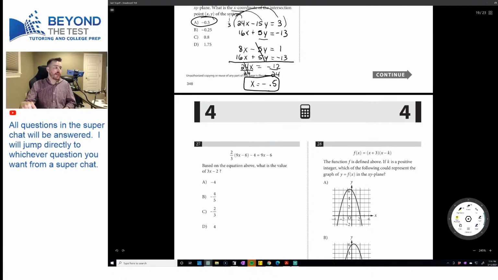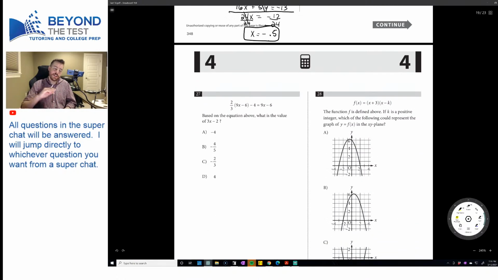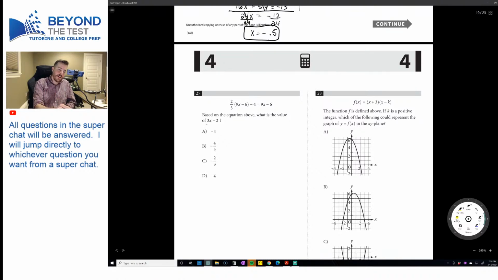Okay, going then down to number 27 here. This is an interesting question, and another one where you can actually force your answer to happen. And let me explain what I mean by that. So the question here says, based on the equation above, what is the value of 3x minus 2? You're actually going to be able to force 3x minus 2 in this problem. And here's how you can do it.